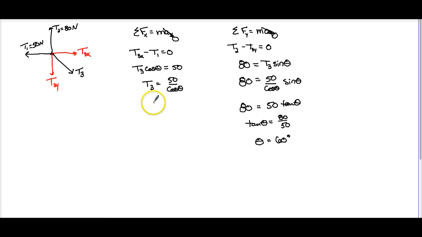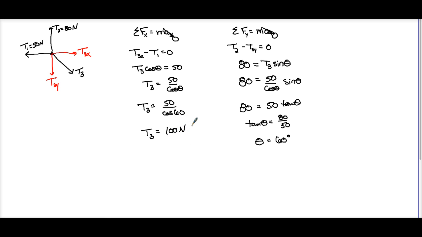So now we have our angle. We can come back and plug it in over here. So we get T3 is equal to 50 over the cosine of 60, or T3 is going to be equal to 100 newtons, and I wrote 1,000. So let's just go back a little bit.